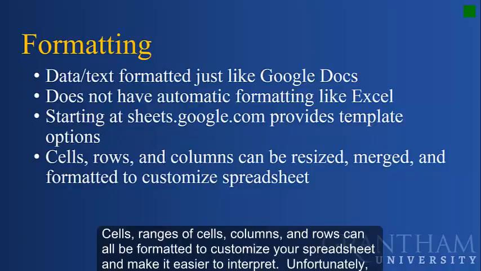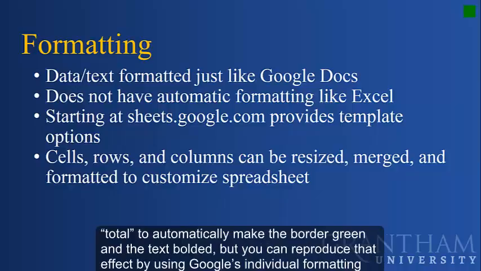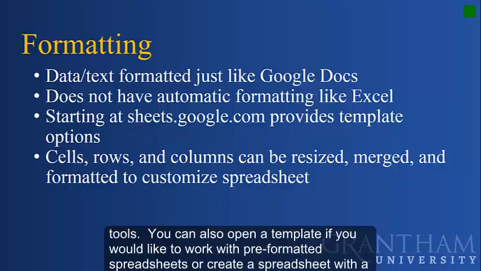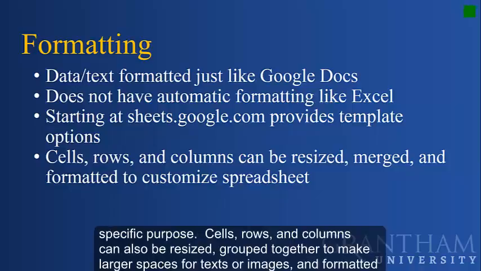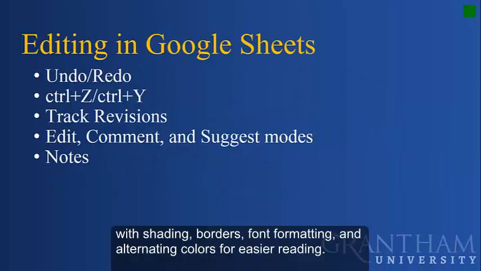Cells, ranges of cells, columns, and rows can all be formatted to customize your spreadsheet and make it easier to interpret. Unfortunately, Google Sheets does not have the automatic formatting feature that Excel has. For instance, you cannot click on a total cell and format it with total to automatically make the border green and the text bolded, but you can reproduce the same effects by using Google's individual formatting tools. You can also open a template if you would like to work with pre-formatted spreadsheets or create a spreadsheet with a specific purpose. Cells, rows, and columns can also be resized, grouped together to make larger spaces for text or images, and formatted with shading, borders, font formatting, and alternating colors for easier reading.